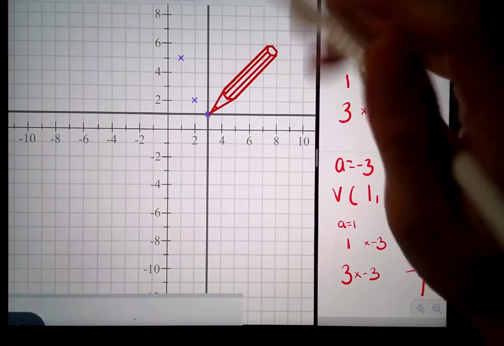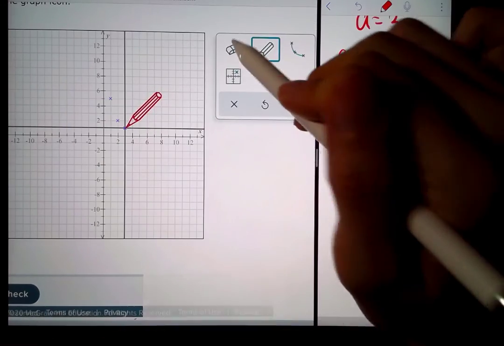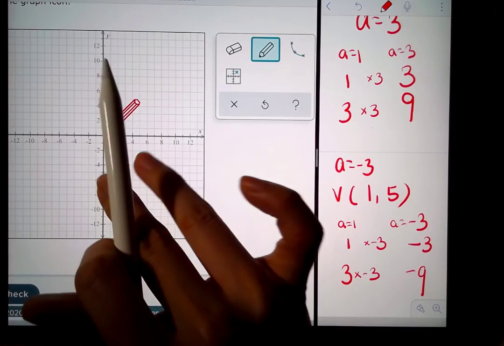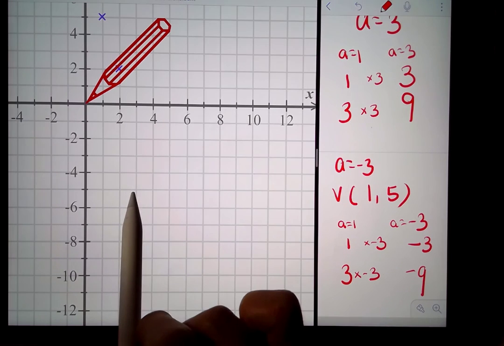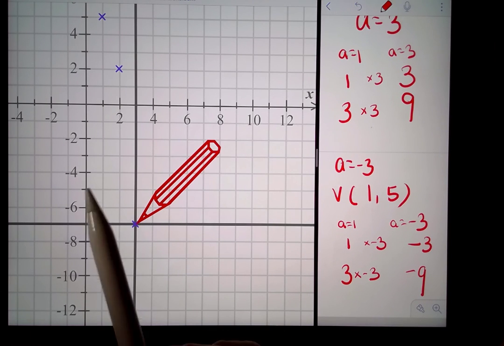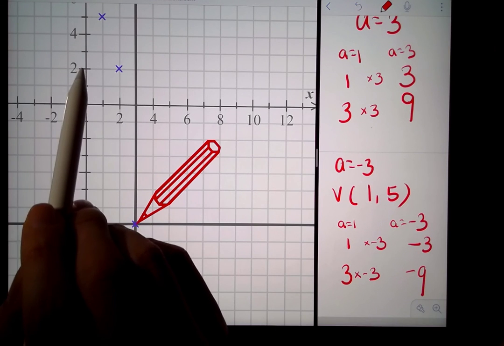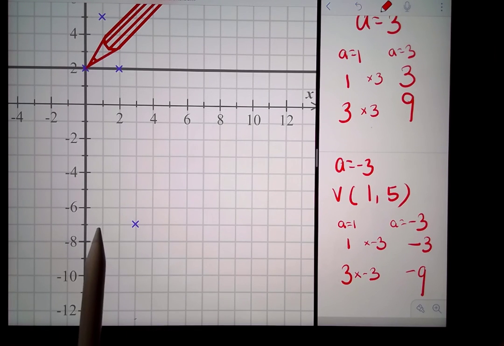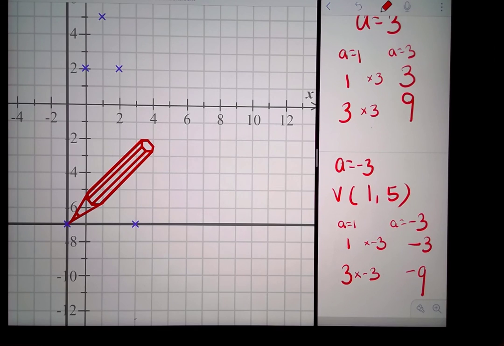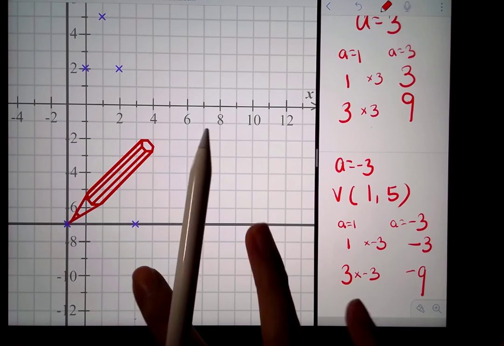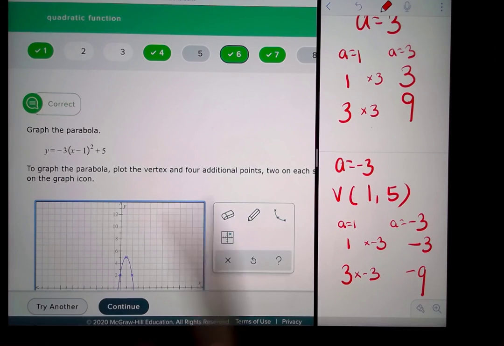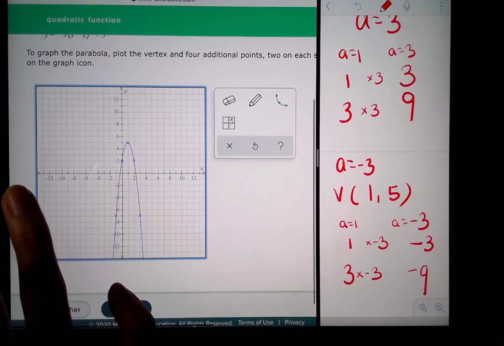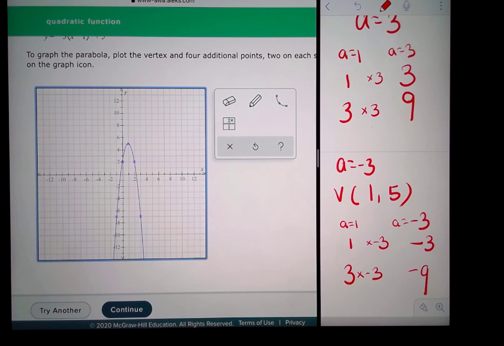So right here, you go 1 to the right, and now you go 9 down. Hold on. You go 9 down. So 1, 2, 3, 4, 5, 6, 7, 8, 9, like that. And it's right here, and it's right here. Okay, just remember 1 is your axis of symmetry. Okay, and then you sketch it. Then we're done. Okay, so guys, please, if you don't get it, watch it again.